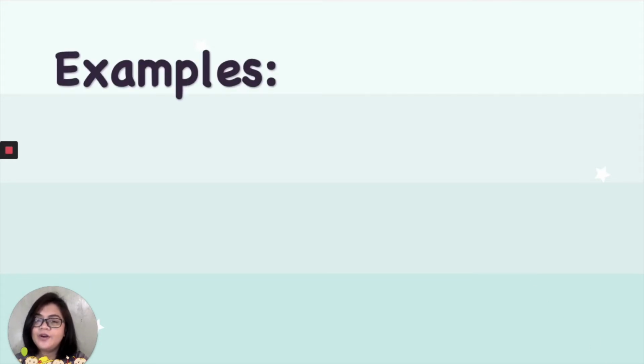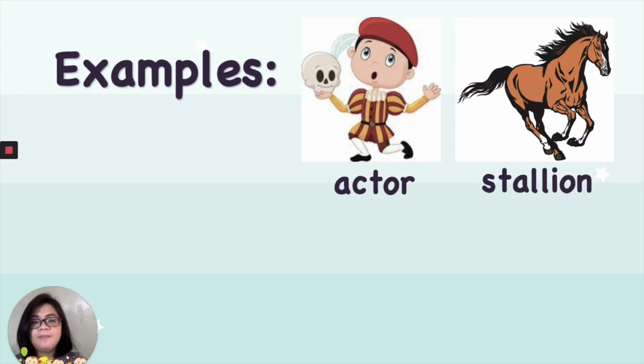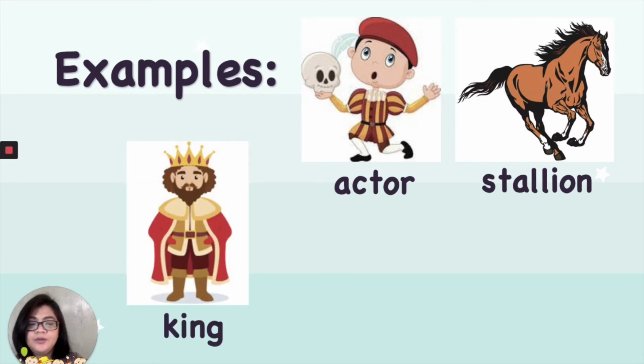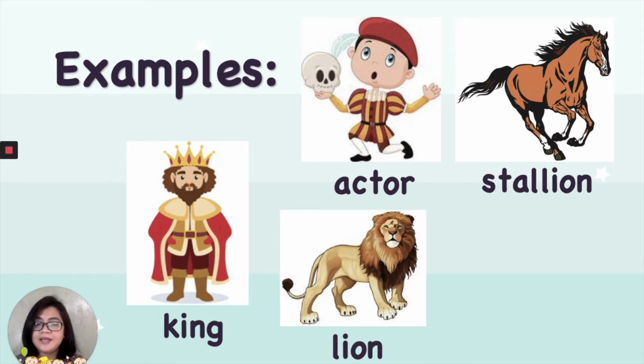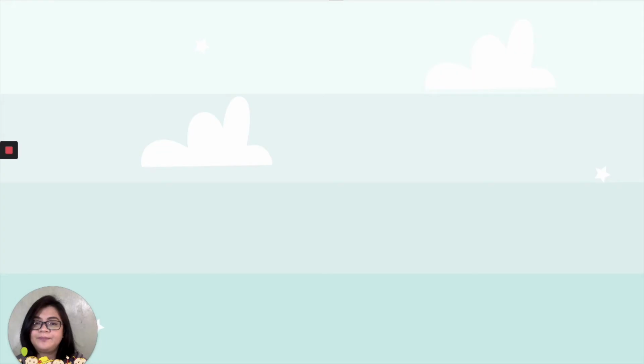So for our masculine examples, we have a male person here. We have an actor, a male animal, which is a stallion, another male person, which is a king, a male animal, which is a lion, and a male chicken, which is called a rooster. So these are all examples of masculine gender of nouns. So we can classify or categorize them as masculine.